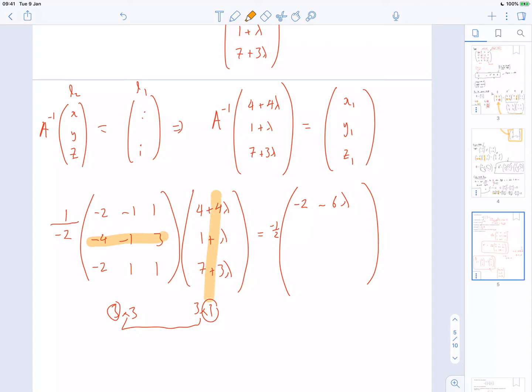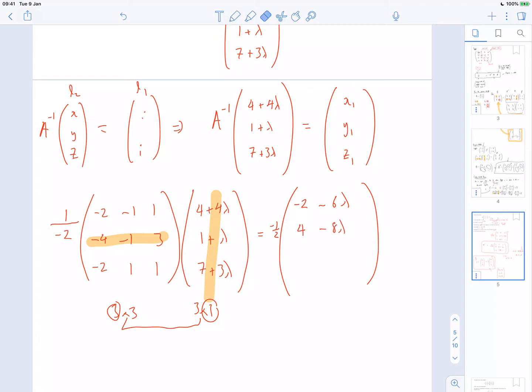Let's do the numbers first. So I've got minus 4 times 4, which is minus 16. I've got minus 1 times 1, which is minus 1. And I've got 3 times 7, which is plus 21. So that's going to give a nice positive 4. And then for the lambdas, I've got minus 4 times 4, which is minus 16. I've got minus 1 times lambda, which is minus 1 lambda. And 3 times 3 lambda, which is plus 9 lambda. So that's going to give a minus 8 lambda, like so.